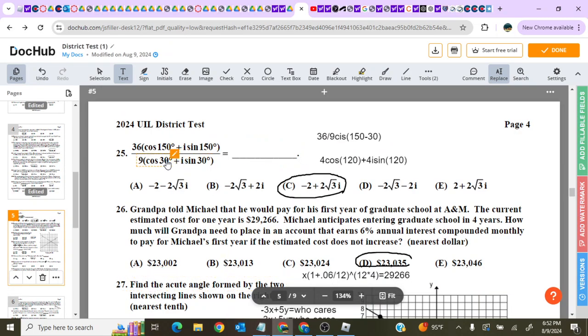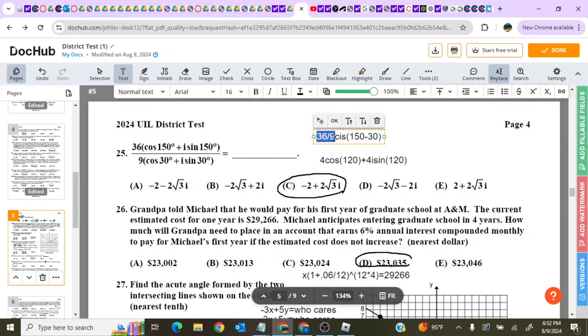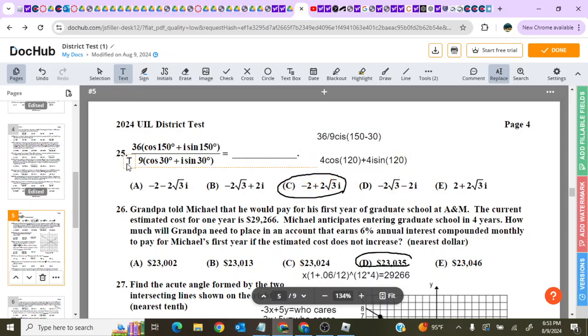25. 36 cis of 150 over 9 cis of 30. This is cis, by the way. Well, how these things work is that you divide the whole numbers as you would expect, 36 over 9, and then you subtract the angles. So 36 over 9 cis of 120 in this case. And if you do that, you just plug in these values or solve for it, and you get -2 plus 2 square root of 3. You can also just literally plug this expression into your calculator as long as you have imaginary numbers enabled, and it'll get you this answer just fine.